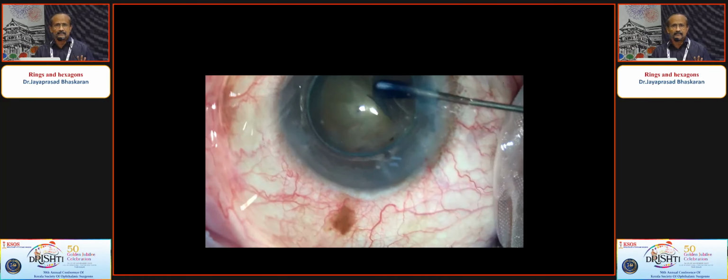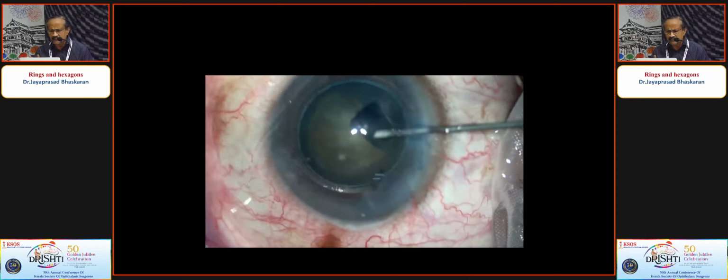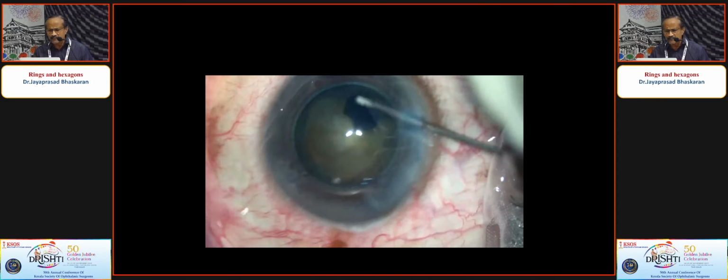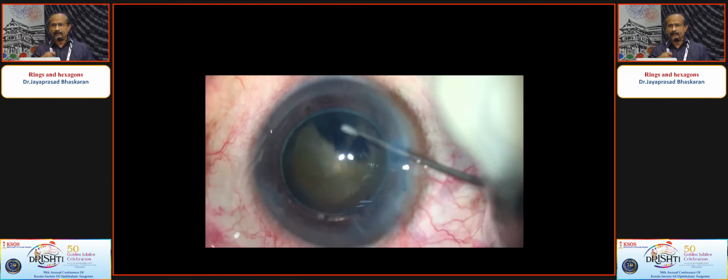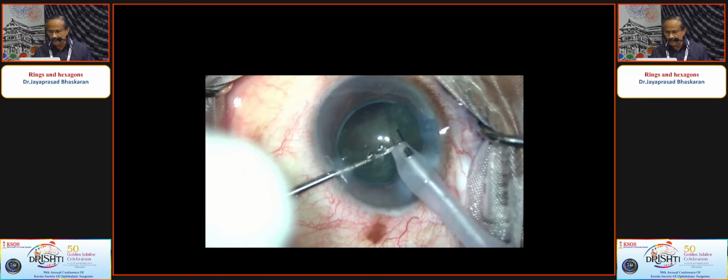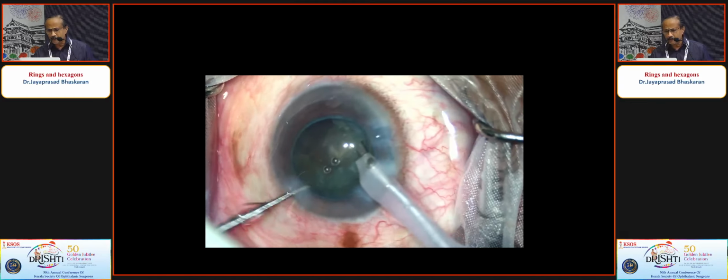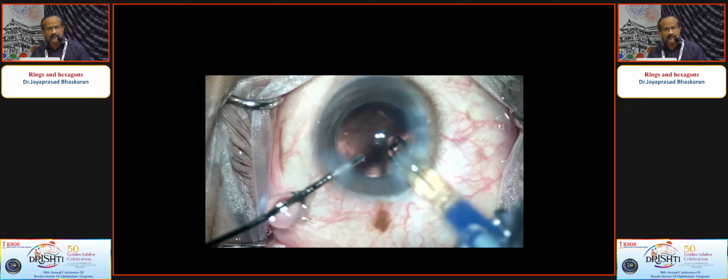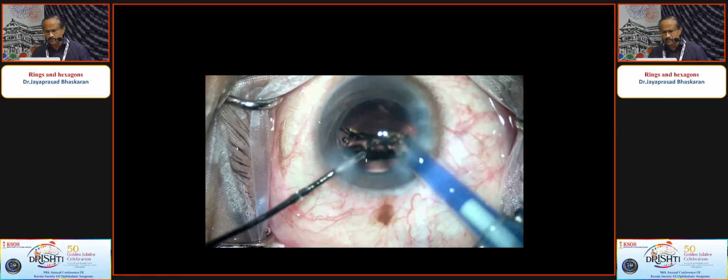I found that this is stable. You make a rexis which is slightly within this, because this is 6.3, you want only 5.5. So use this as a marker or a scale to make your rexis. So that is one additional advantage of having this Innova ring. And it doesn't interfere with your phaco handpiece. It doesn't interfere with your IOL implantation.